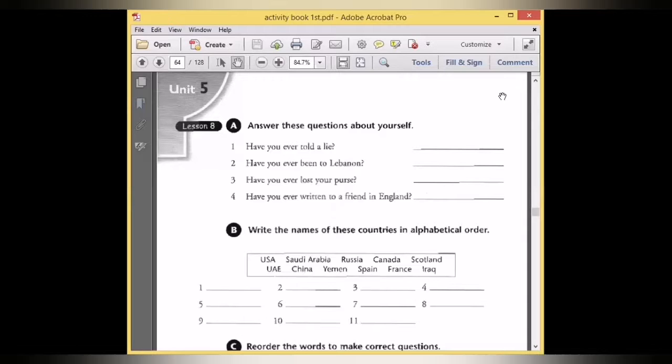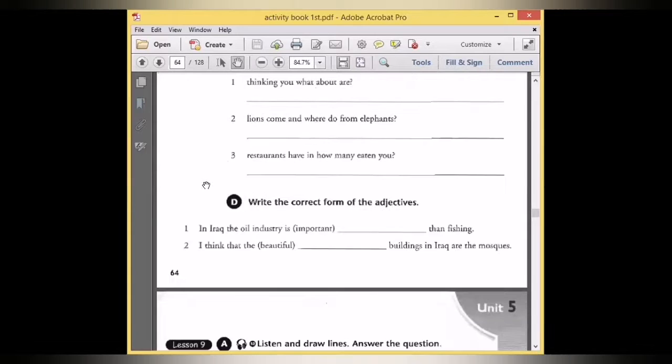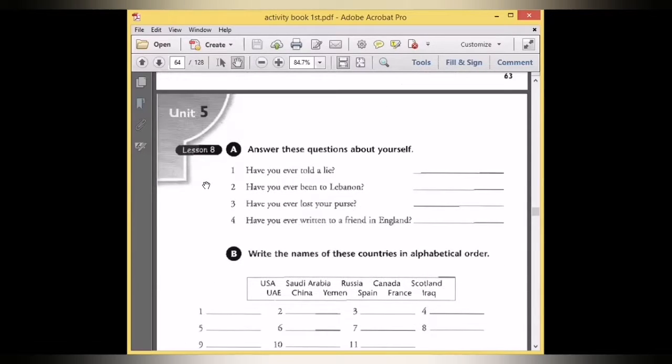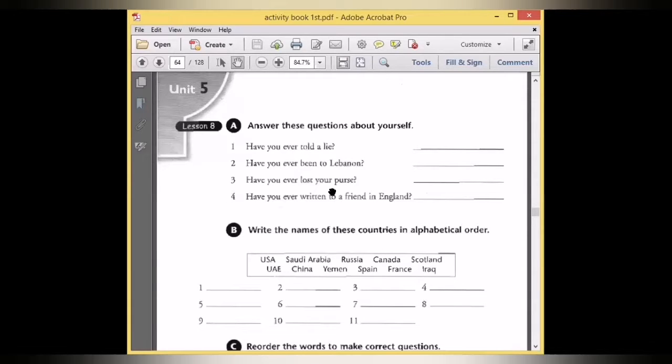Awab, we are doing the exercise of the activity book. As you can see, it's exercise A of lesson 8 on page 64 in your activity book. I know that you don't have an activity book, but I have sent all of you a digitized copy of the activity book, right?